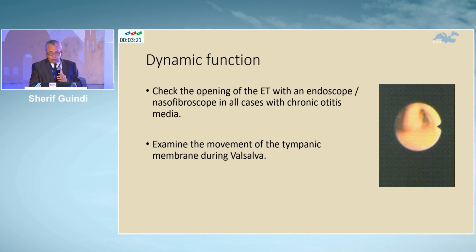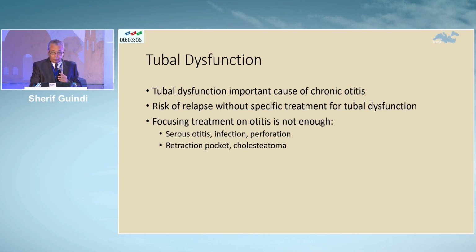So any inspection with an endoscope is very essential before doing any middle ear surgery, just to know if the opening of the Eustachian tube is correct or not. And we can also examine the movement of the tympanic membrane during a Valsalva maneuver. And a tubal dysfunction, of course, is a very important cause of chronic otitis. If we do not address the Eustachian tube when there is a tubal dysfunction, we risk having a relapse of the disease.